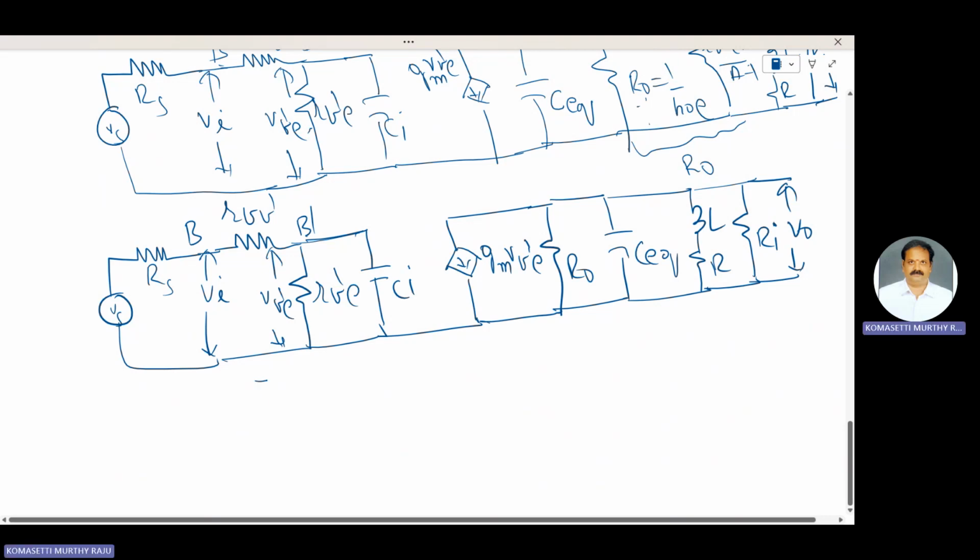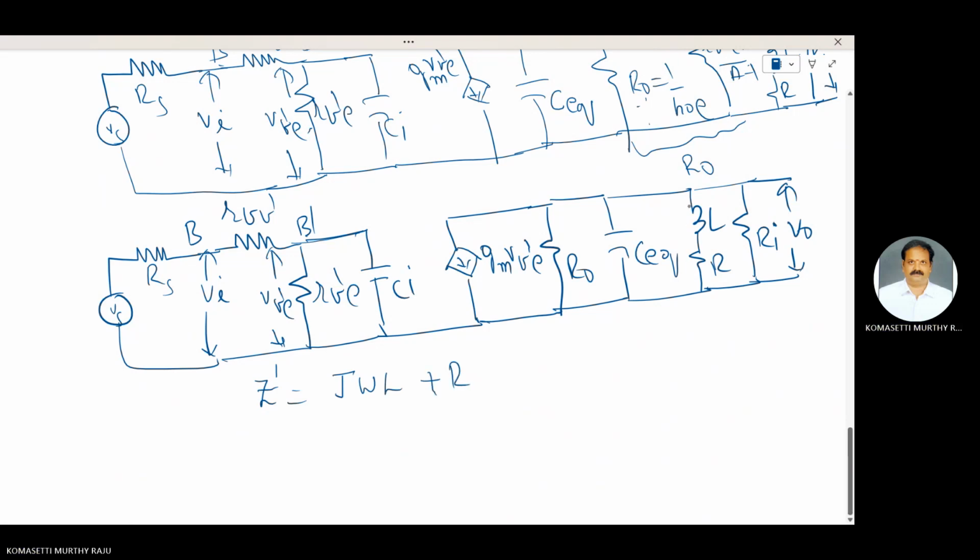We know that Z is equal to Z dash. Let it be Z dash. Z dash is equal to j omega L plus R. These two are connected in series. Y is equal to 1 by Z dash, that is equal to 1 by R plus j omega L.